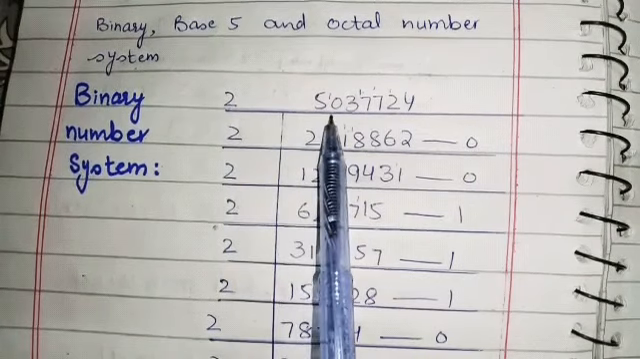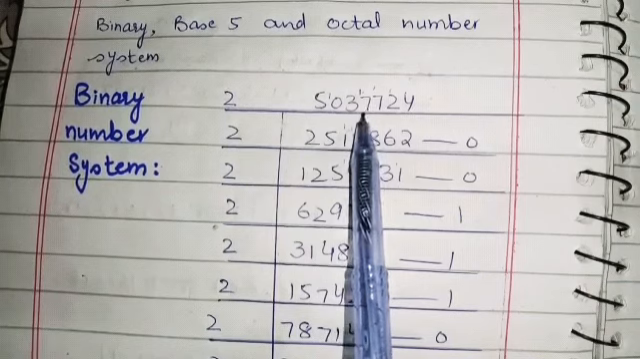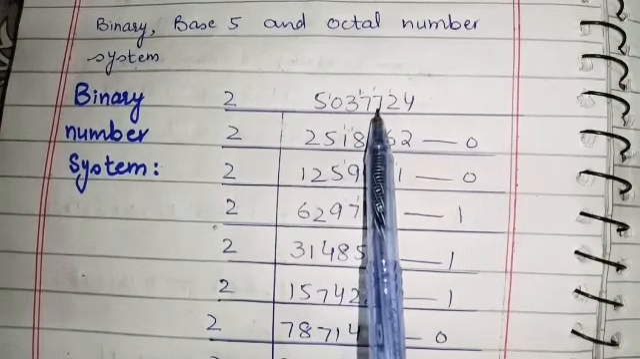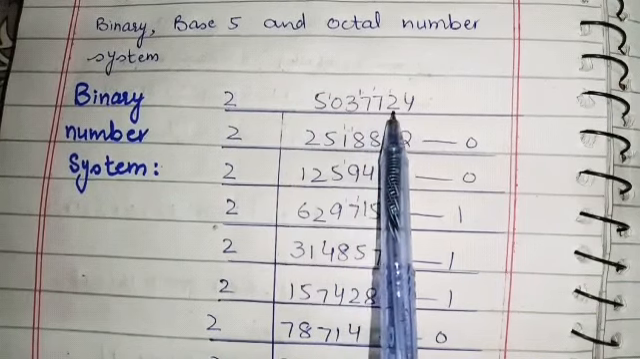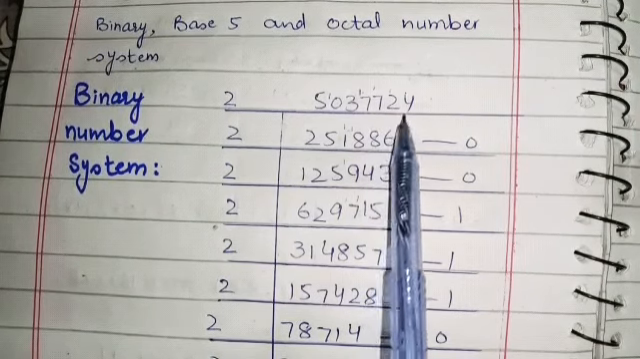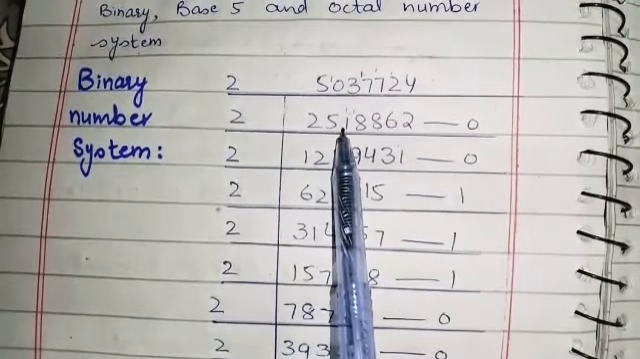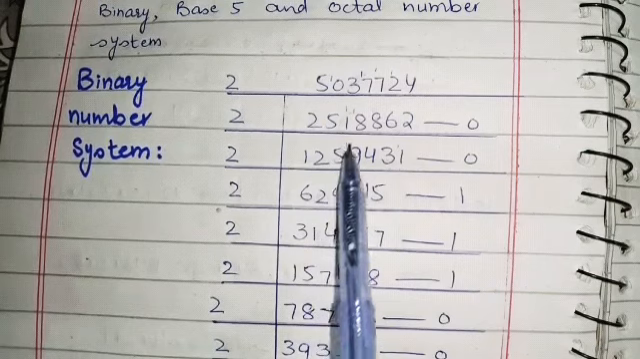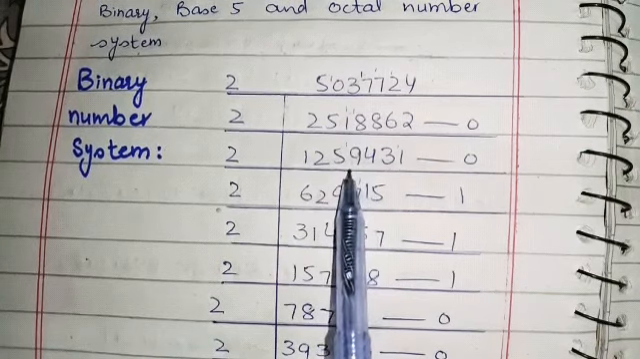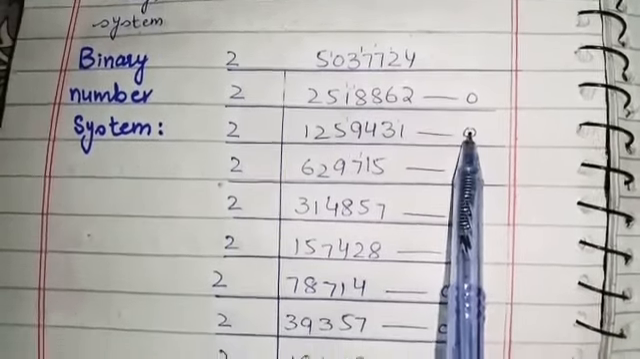2 2s are 4, 1 carry to the next number, here we have 10, 2 5s are 10, 2 1s are 2, 1 carry, here we have 17, 2 8s are 16, 1 carry, we have 12, 2 6s are 12, 2 2s are 4 and 0 is our remainder. 2 1s are 2, 2 2s are 4, 1 carry to the next number, here we have 11, 2 5s are 10, 1 carry to the next number, we have 18, 2 9s are 18, 2 4s are 8, 2 3s are 6, 2 1s are 2 and 0 is our remainder.